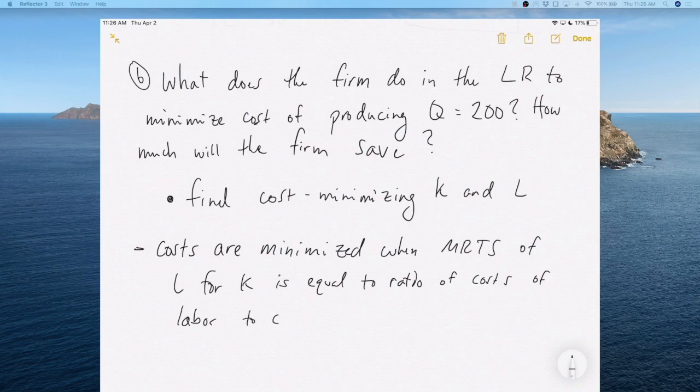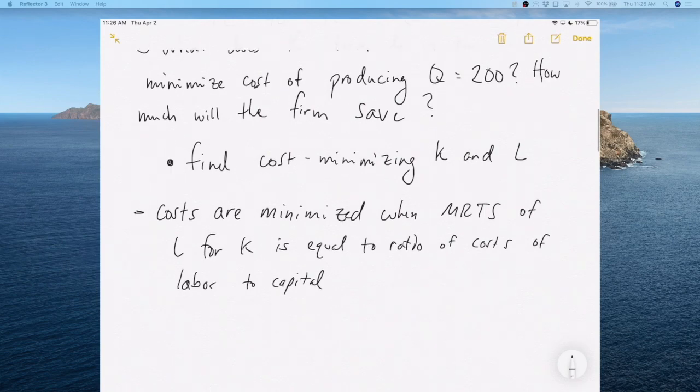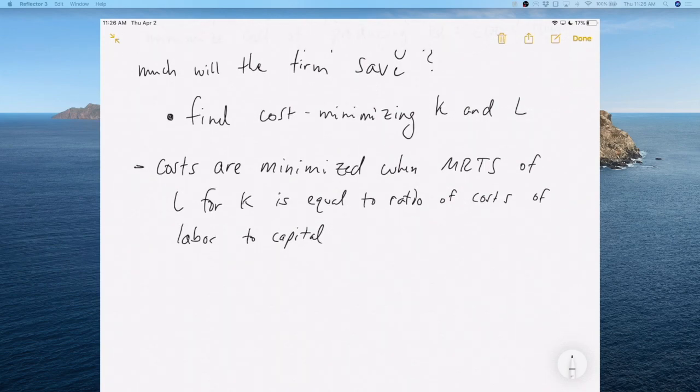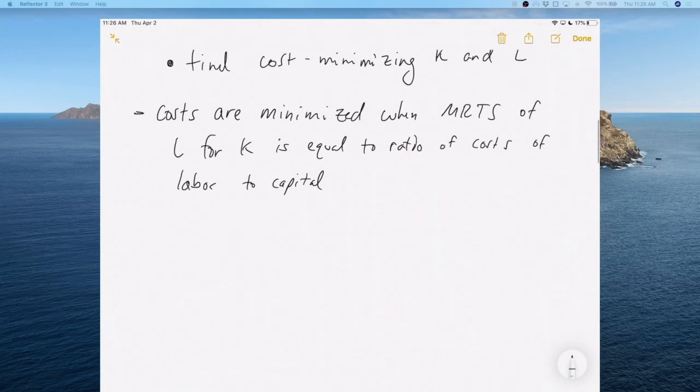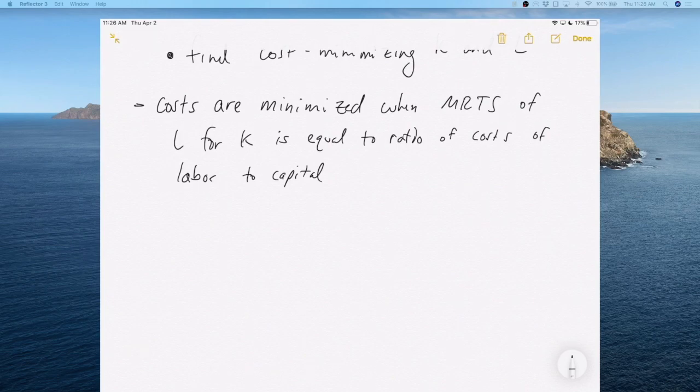Okay. Once again, costs are minimized when the marginal rate of technical substitution of L for K is equal to the ratio of costs of labor to capital. Let's show that in math. I think it'll be a little more clear. So we have the marginal rate of technical substitution of L for K. Like I said, that just means the wage rate over the rental rate.